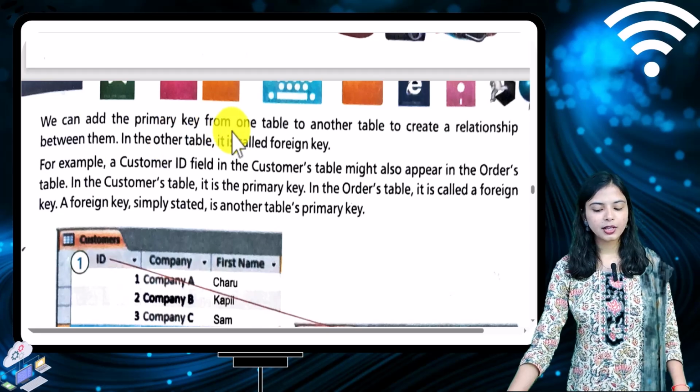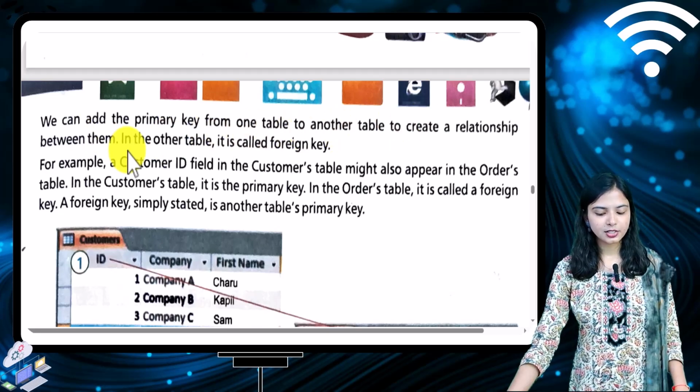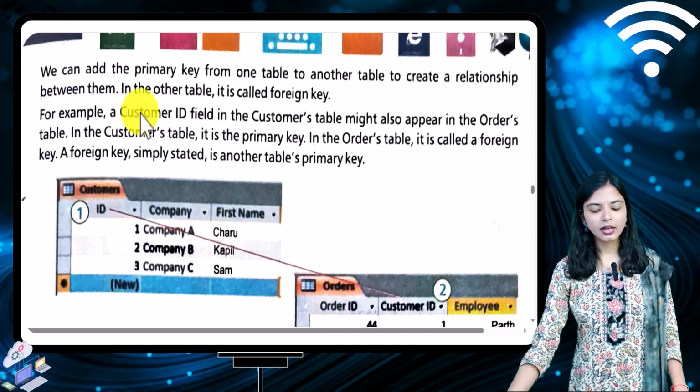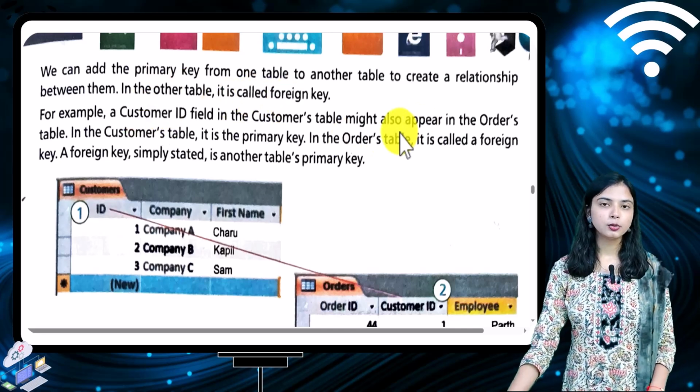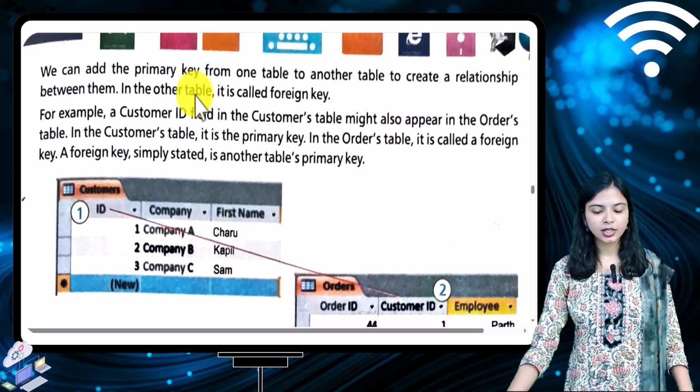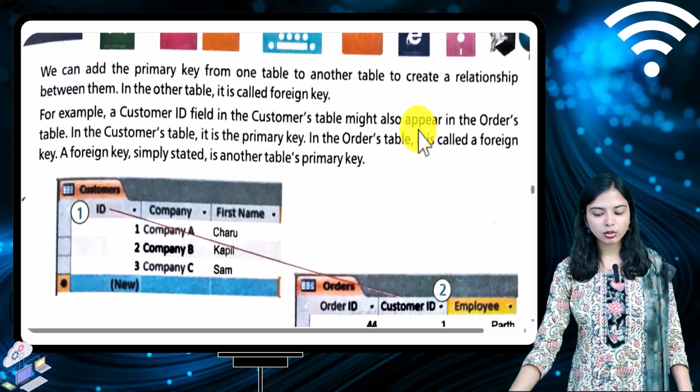So we can add the primary key from one table to another table to create the relationship between them. So how can we do that? So in the other table it is called the foreign key. जब आप other table में create करते हैं primary key तो हम उसे क्या कहेंगे? Foreign key कहेंगे. Okay students, for example, the customer ID field in a customers table might also appear in the orders table.